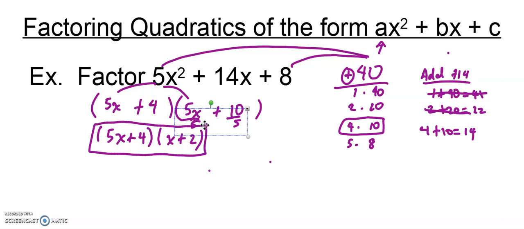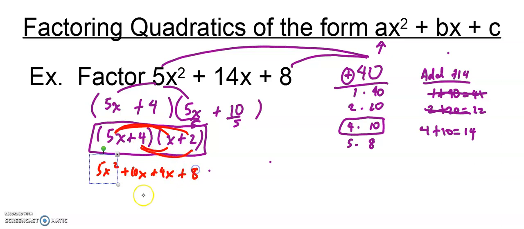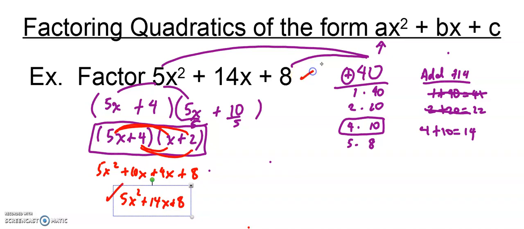Again, factoring should be the opposite of multiplying. To check my work, I can multiply these two binomials out by distributing the 5x. So I get 5x squared, 5x times 2 is plus 10x. Distribute the 4, now I get plus 4x, and plus 8. Combining like terms, I get 5x squared plus 14x plus 8. As a check, since I got back to the beginning, I know that this is my answer.